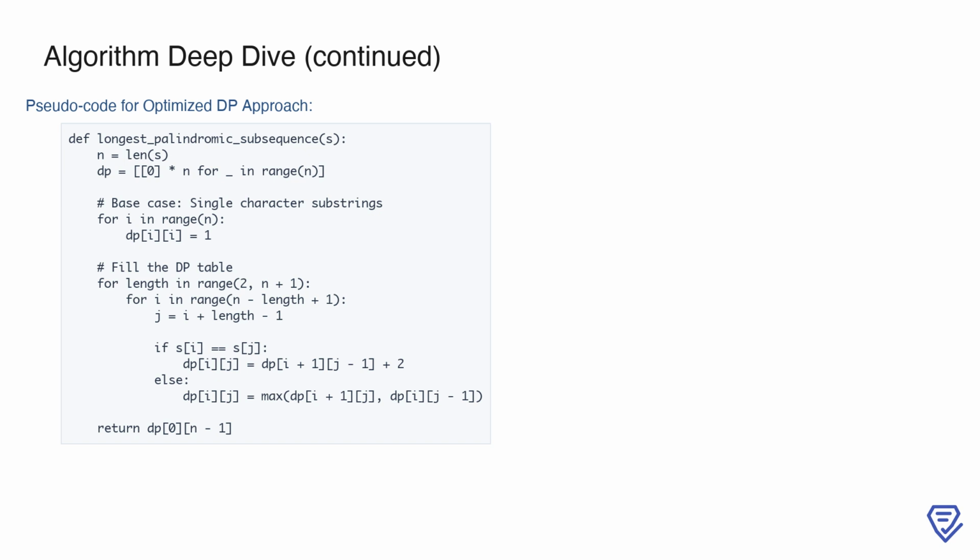Next, we fill the table for substrings of increasing length, starting from 2 up to the length of the string. For each substring, if the characters at both ends are the same, we add 2 to the result of the inner substring. Otherwise, we take the maximum result from excluding either the leftmost or rightmost character. Finally, the length of the longest palindromic subsequence is stored in dp[0][n-1], which represents the entire string. This approach ensures that we calculate the result efficiently while avoiding unnecessary computations.